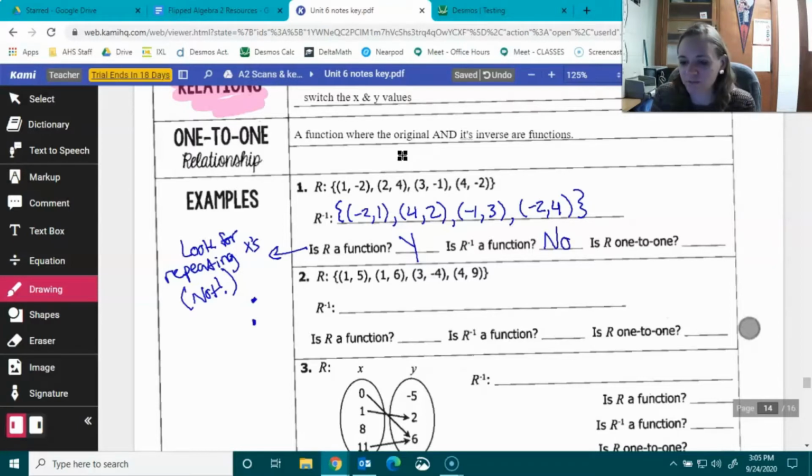Therefore, is it one-to-one? The definition of one-to-one up here is a function where the original and its inverse are both functions.